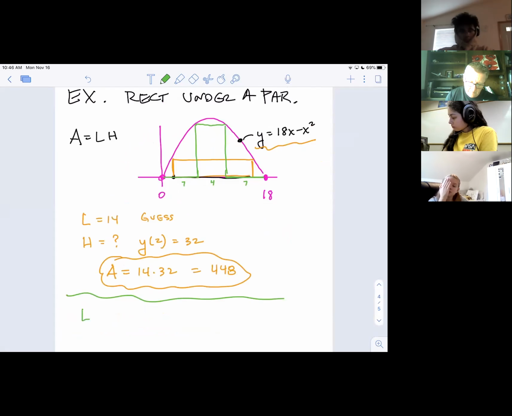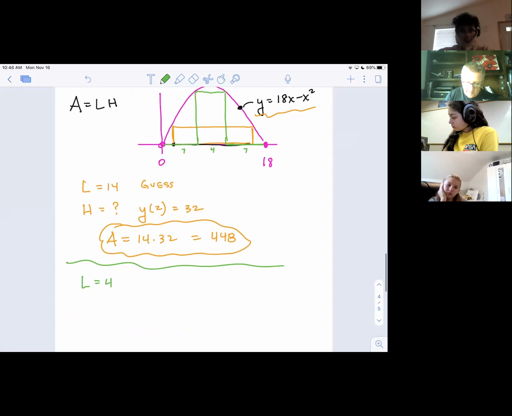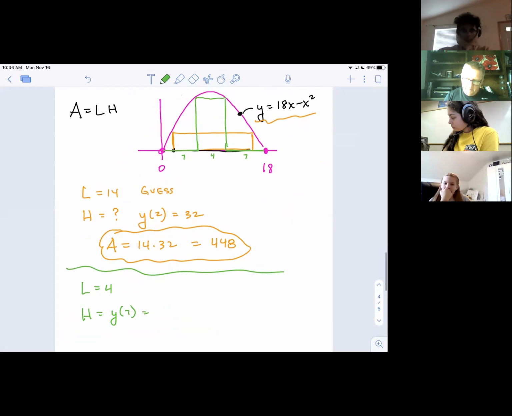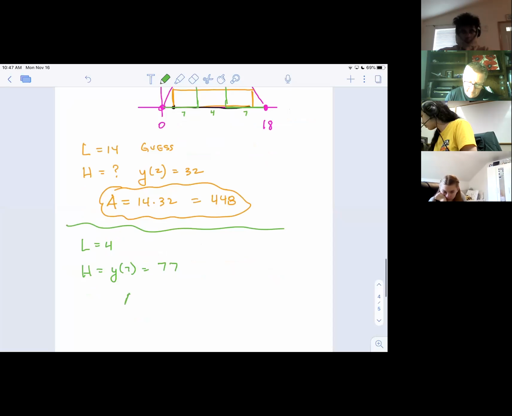So this time my length is 4, and my height would be equal to y of 7. Stick 7 in for x: 18 times 7, minus 7 squared, which is 49, gives 77. So my area is equal to 4 times 77. You might think I'm going to get the same answer, 448 again, but you don't. You get 308.